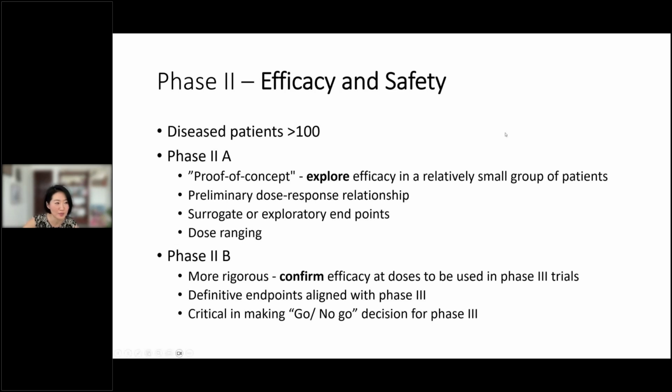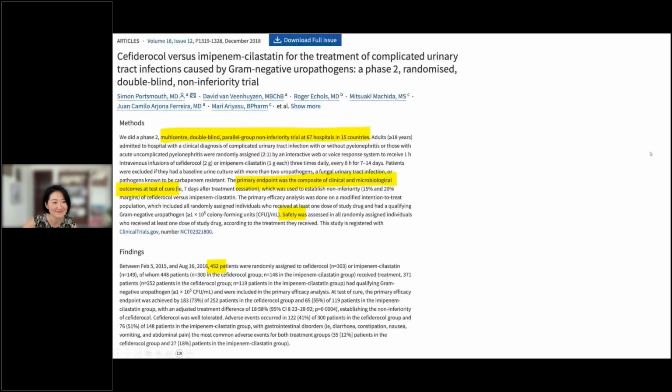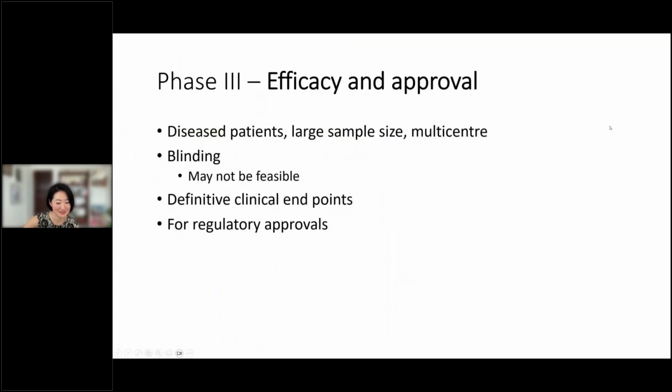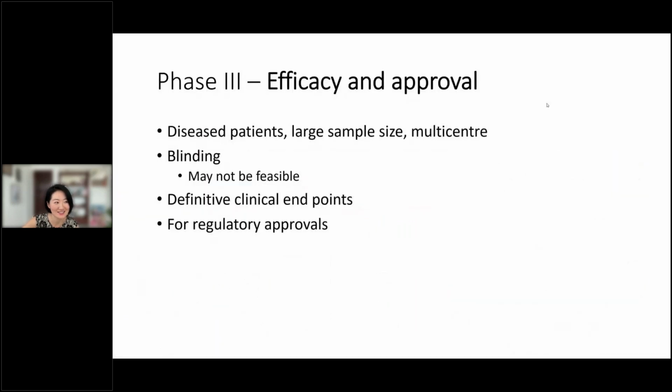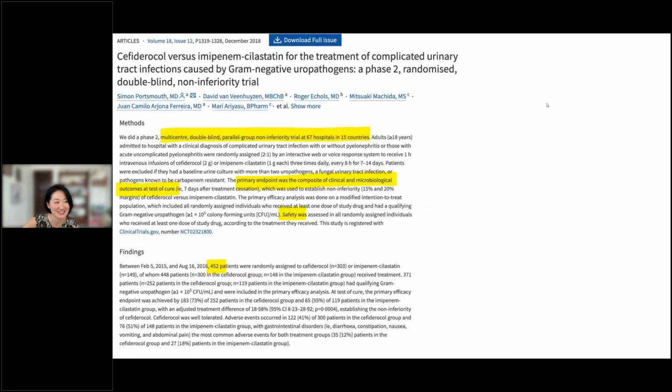And this is an example of a phase 2 trial. It's the APEX complicated urinary tract infection trial for cefiderocol. You can see that this involves many countries and hospitals enrolling over 400 patients. The primary endpoint is similar to a typical phase 3 trial, which included composite clinical and microbiological outcomes at test of cure.